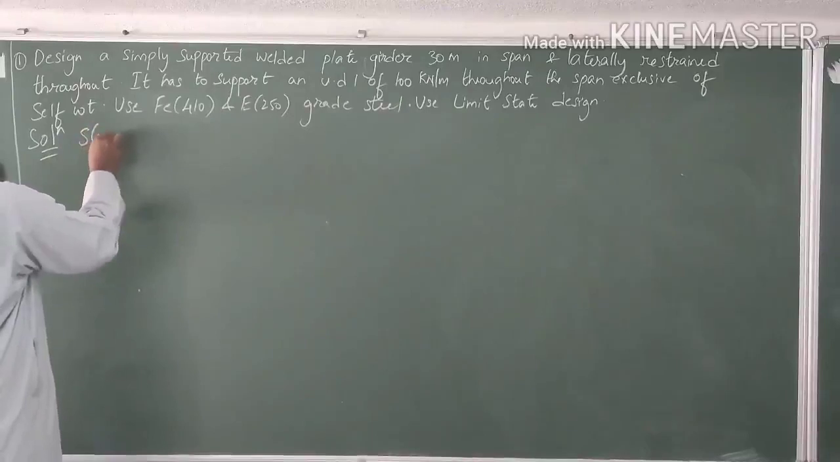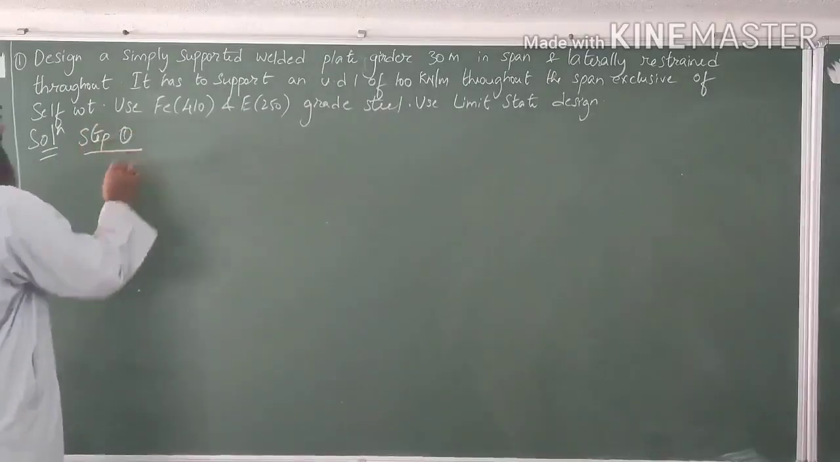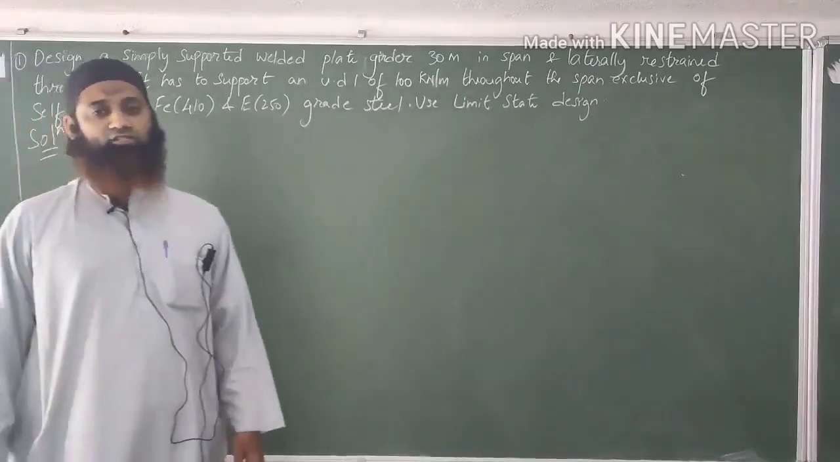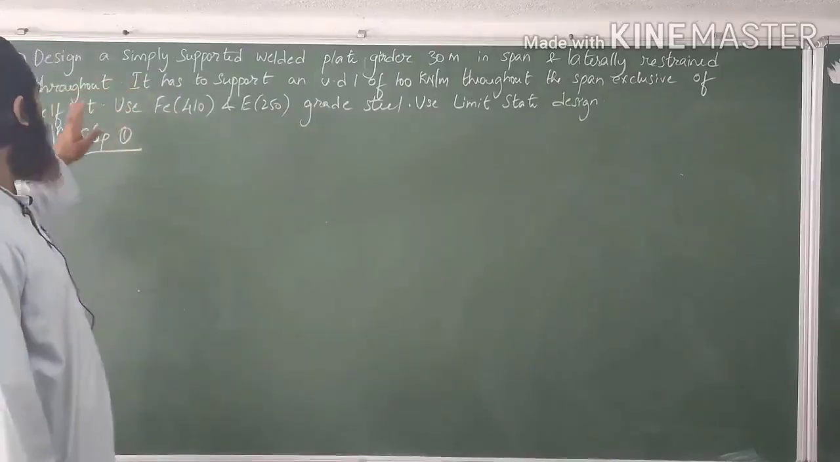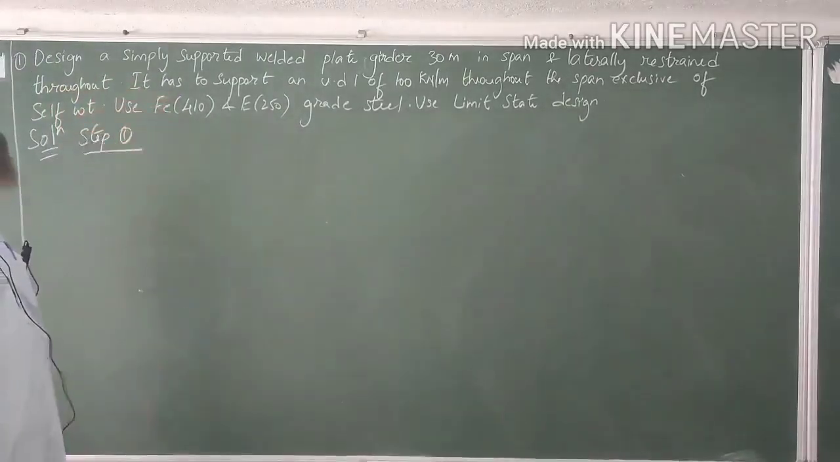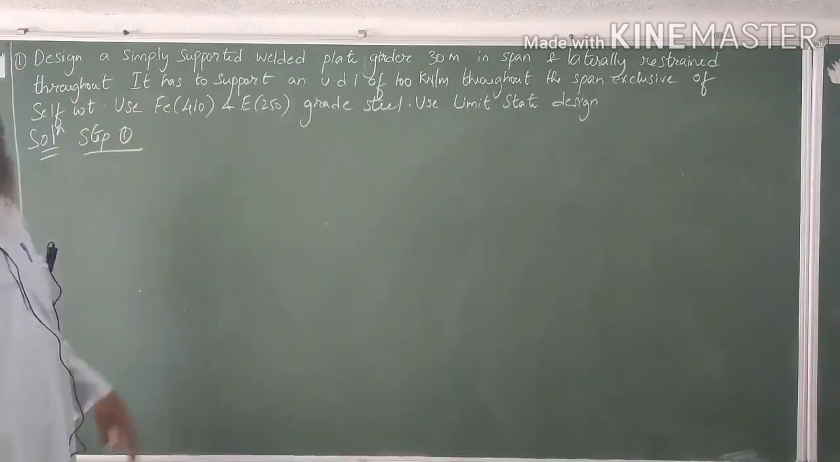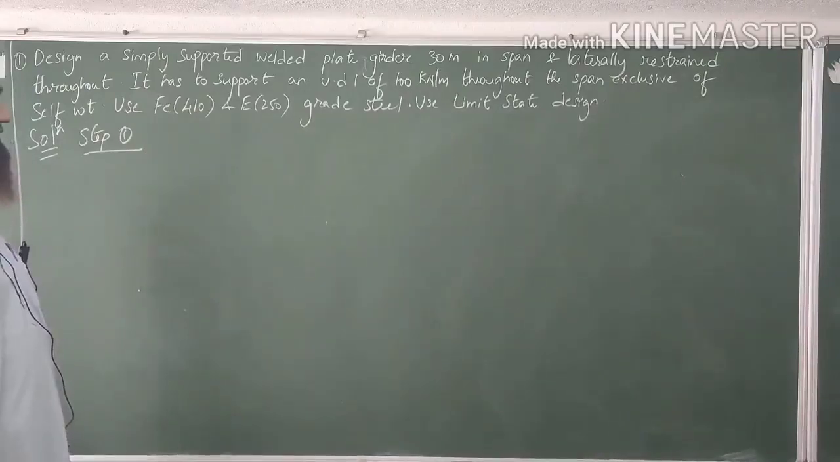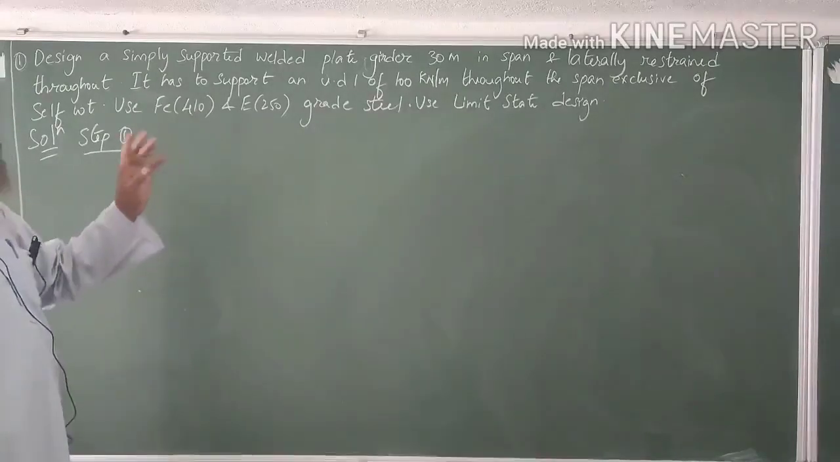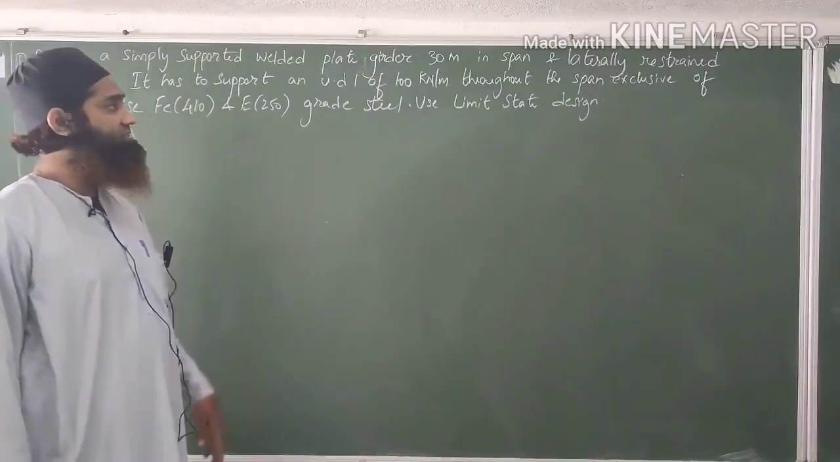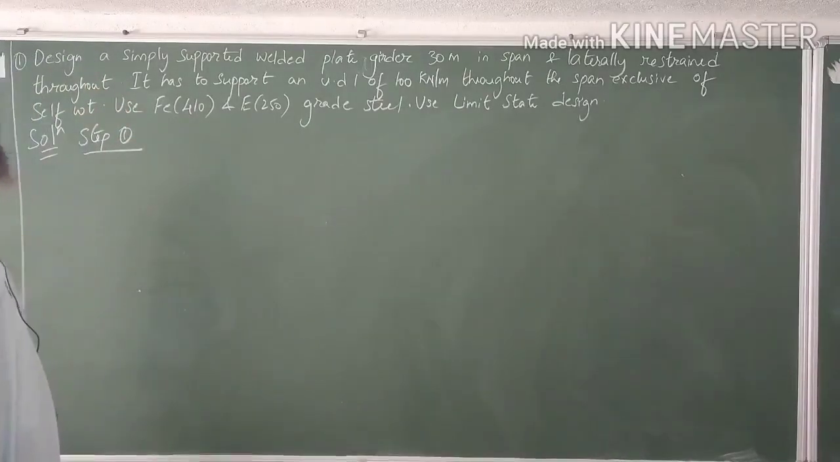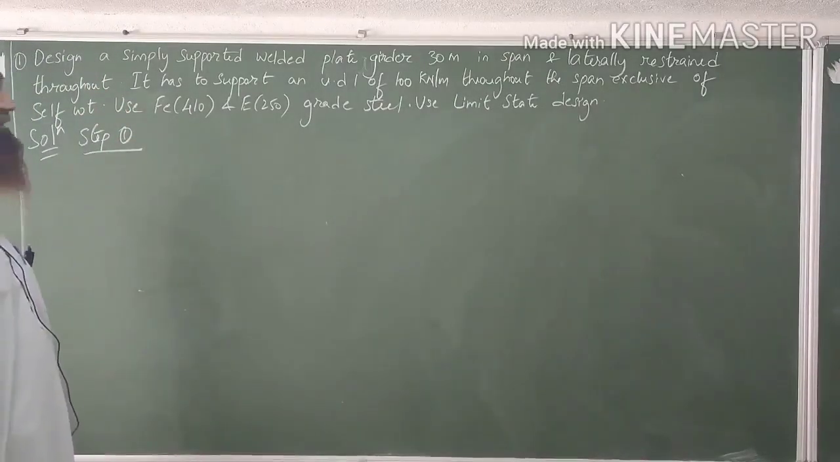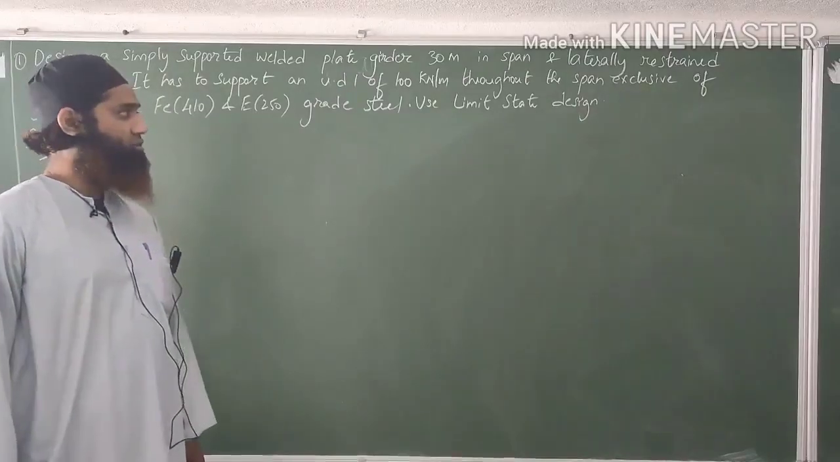As in step 1, we'll have to see what all is given. I'll just read the question here. Design a simply supported welded plate girder. So this is a welded plate girder. It is not bolted or a riveted plate girder. The span is given as 30 meters and laterally restrained throughout. It has to support a UDL of 100 kilonewton per meter throughout the span.